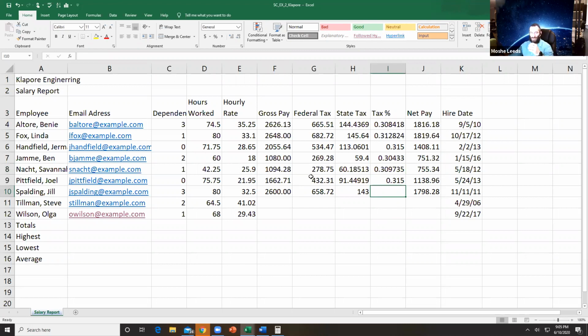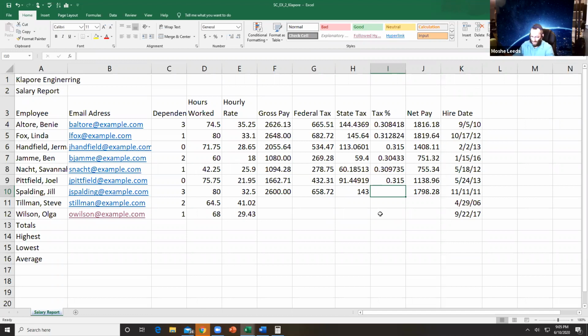My tax percent is the federal tax plus the state tax. So how much money am I paying? And I divide that by my gross pay, which will give me the percentage of how much is coming off of my gross pay percentage-wise, right? It tells me how big of a pie I pay the government.